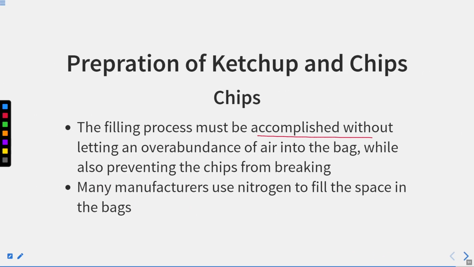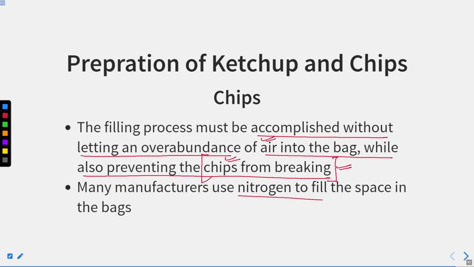The filling process must be accomplished without letting an overabundance of air into the bag, while also preventing the chips from breaking. So two things are very important at packing time: the chips should not be broken and air should not be present. Many manufacturers use nitrogen to fill the space in the bags instead of air, because if air is there, oxidation of the oil takes place and it can degrade the quality of the chips. So to avoid that, nitrogen is filled in the bag. When nitrogen is filled, the bag is puffed, and it also avoids the breaking of the chips.